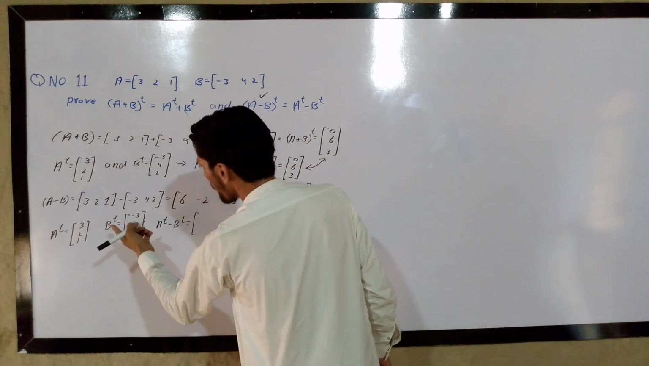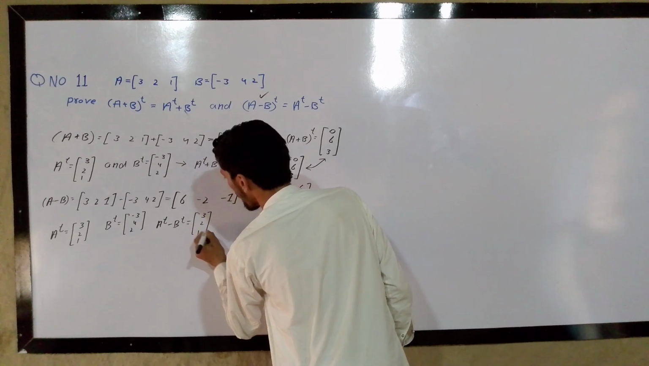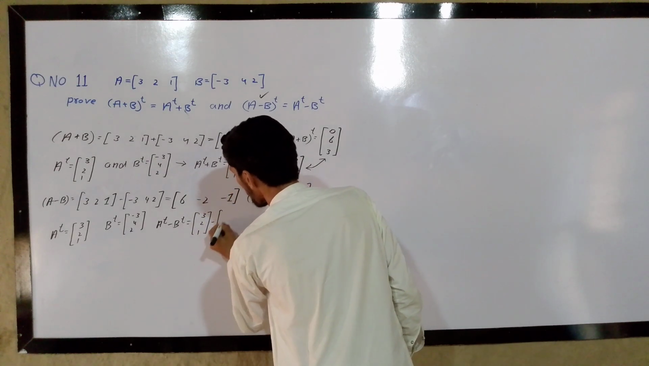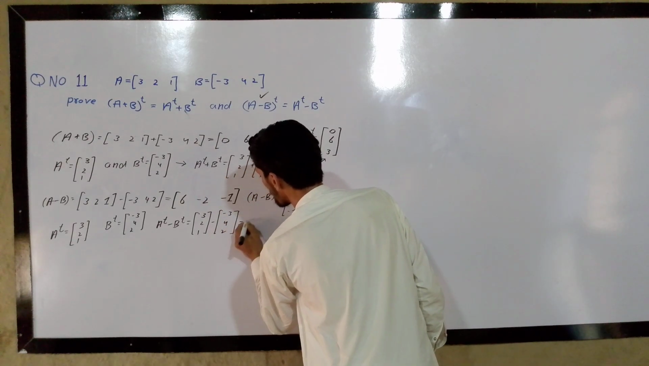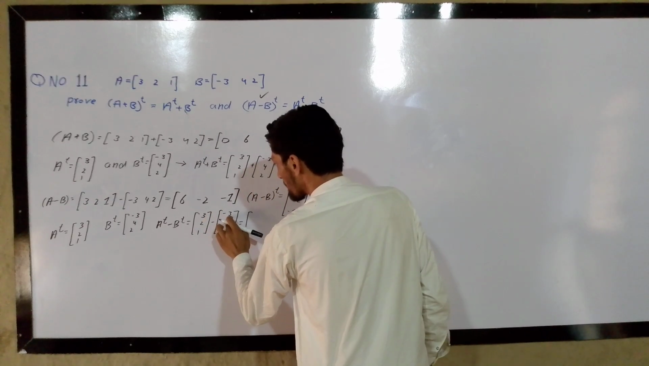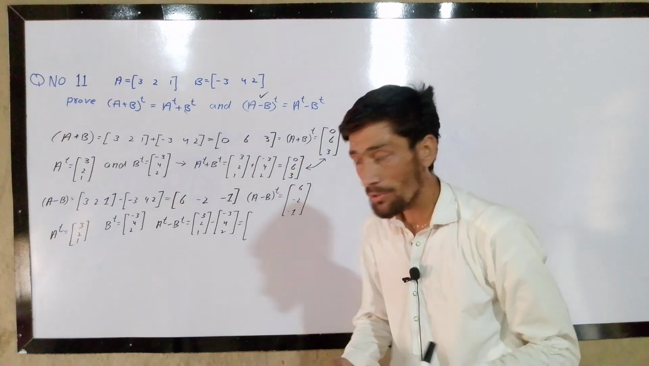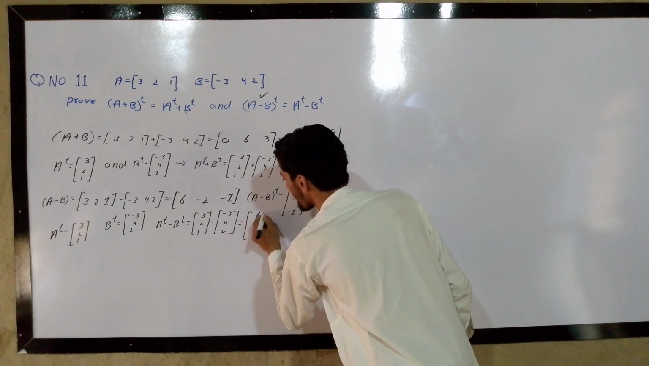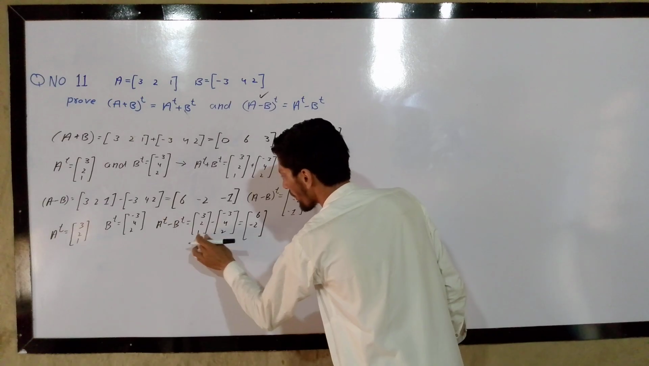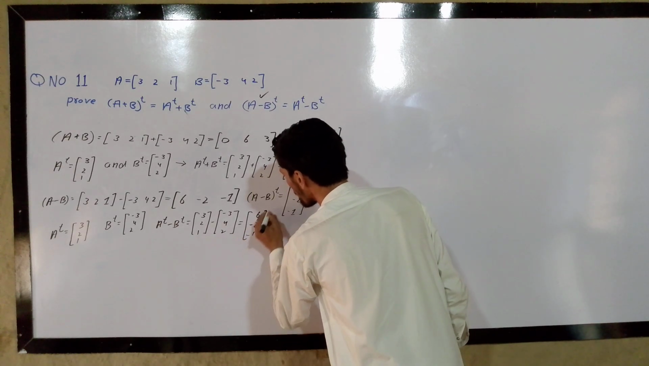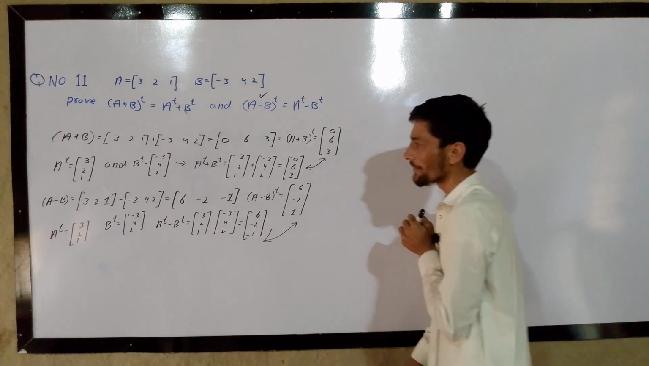So write down the elements of A: 3, 2, 1, minus the elements of B: -3, 4 and 2. It will be equal to... Subtract -3 from +3, and the product of minus and minus will be plus. So it will be 6 right here. Now 2 minus 4 will be equal to -2, and 1 minus 2 will be equal to -1. So here we have proved both sides.